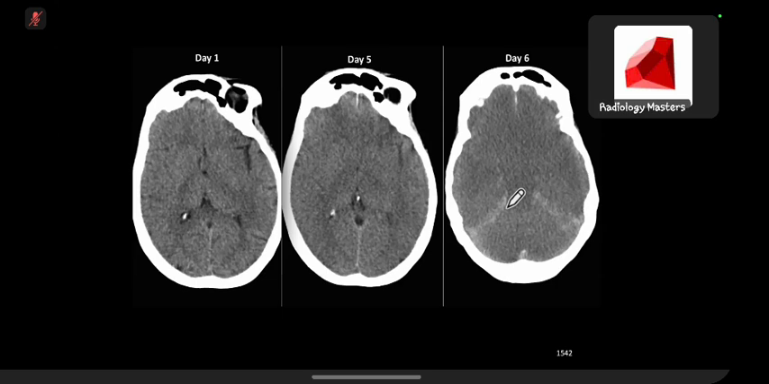Okay? And that can be caused by subdural hemorrhage or this phenomenon with global anoxia. So it's the pseudo-subarachnoid sign, and that is a sign of anoxia.